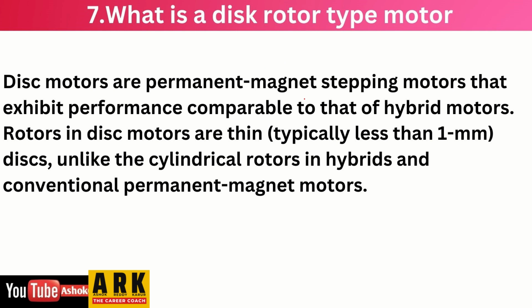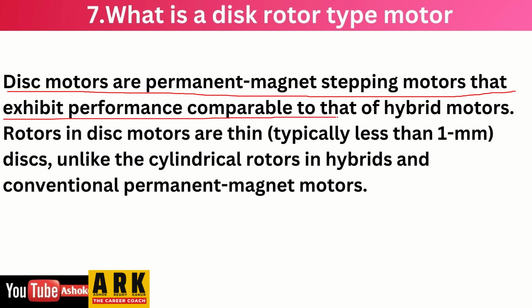And then the disc rotor type. Disc rotors are permanent magnet stepping motors that exhibit performance comparable to that of hybrid motors. Rotors inside disc motors are thin, typically less than 1 mm thick, unlike the cylindrical rotors in hybrid and conventional permanent magnet motors. The main point is that they exhibit performance comparable to hybrid motors, meaning the normal motors we have discussed before.